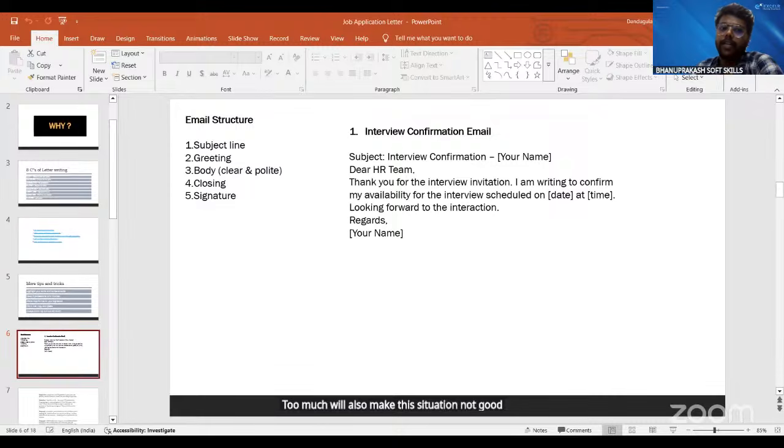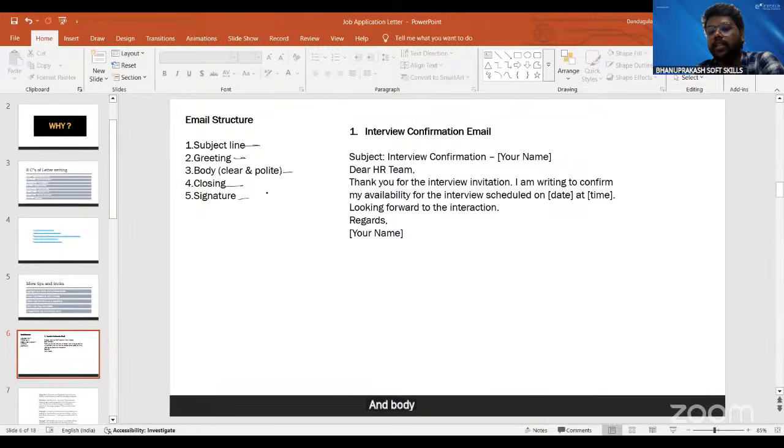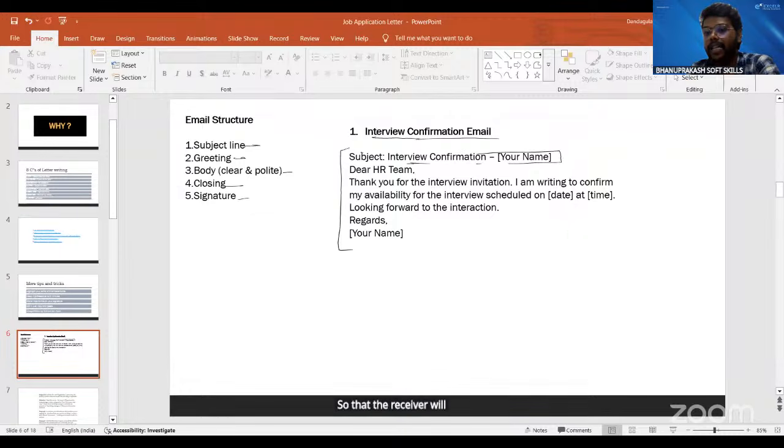And email structure, as I already mentioned: first thing here you can see the subject line, and then after the greeting and body, and closing, the signature at last, as in an interview confirmation mail. This is a short email that will give you an idea. As here you can see in the subject, interview confirmation and your name, so that the receiver will understand what exactly this email is about.